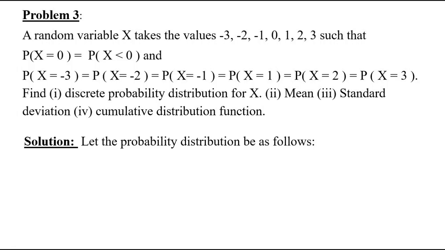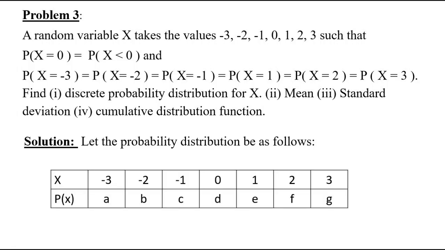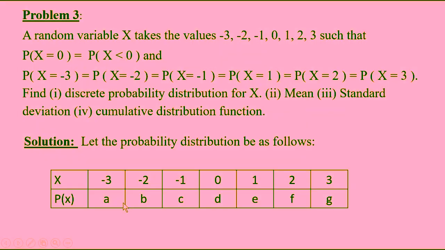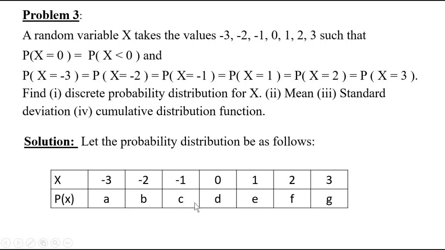We have to find the probability distribution, isn't it? Now I am going to construct the table where the values of x are written here, minus 3, minus 2, minus 1, 0, 1, 2, 3. But we don't know the corresponding probabilities. Let us call them A, B, C, D, E, F, G. So the probability of x equal to minus 3 is A. Probability of x equal to minus 2 is B. And the probability of x equal to minus 1 is C. Probability of x equal to 0 is D. And so on. Now let us find out all the values of A, B, C, D, E, F, G.